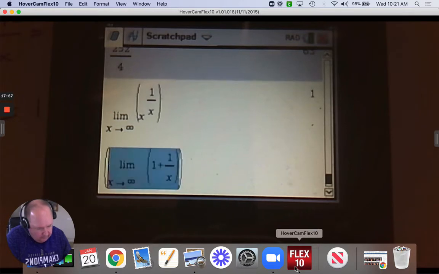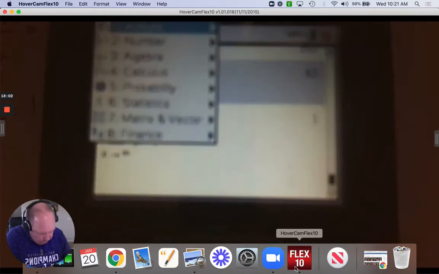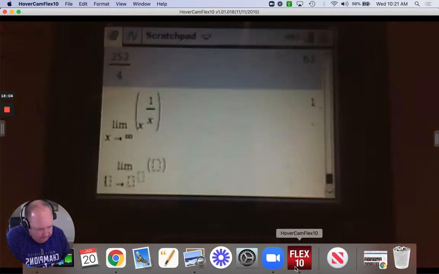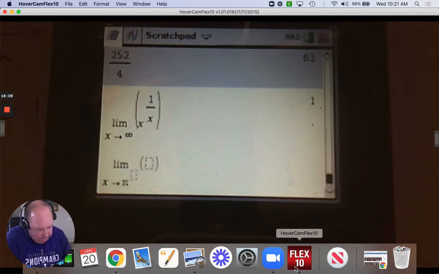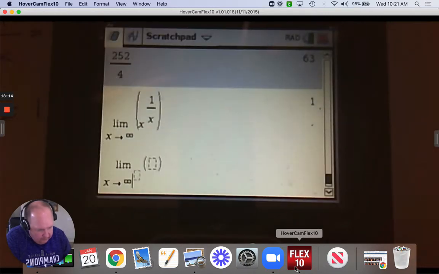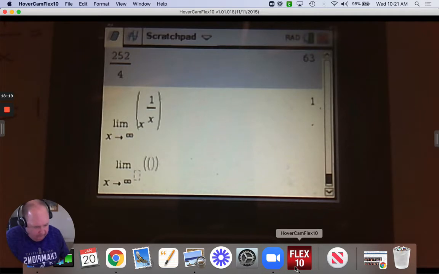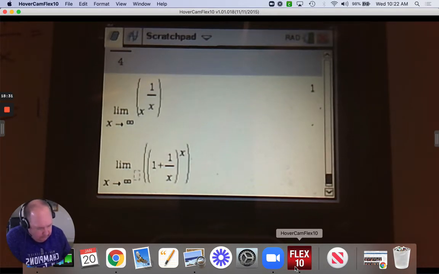No, I had to do parentheses from the beginning. Okay, let me do it again. So menu, calculus, limit, and then as x approaches infinity again, let me make sure I do it right. And then I'm going to do parentheses again. So a second parentheses, even though I thought the parentheses there would be good enough. 1 plus 1 over x. Move the cursor to the exponent x, and there you go.